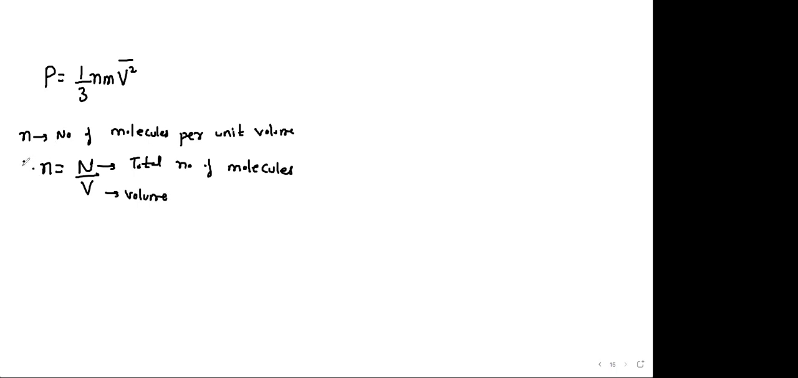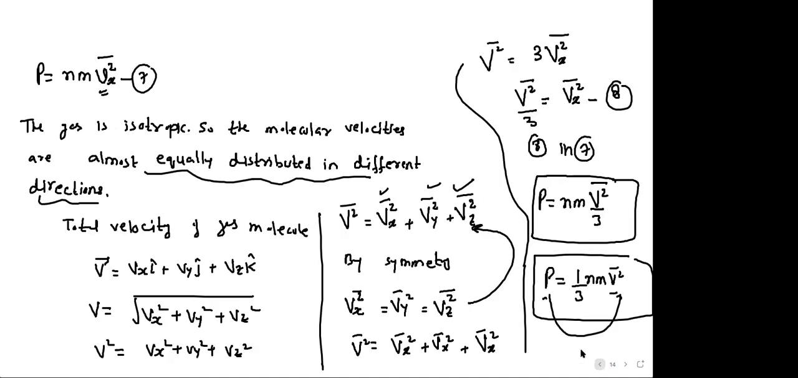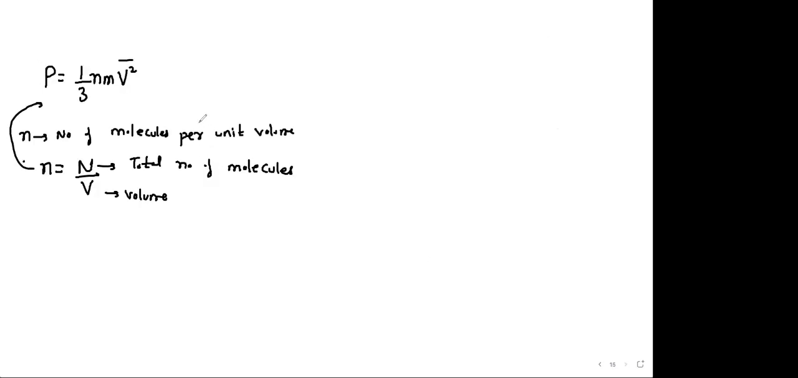So if I make this substitution, let's name this equation number 9, and let's name this as equation number 10. If I substitute 10 in 9, what I will get is P is 1 by 3 N, which is number of molecules divided by volume, into m into V square bar.